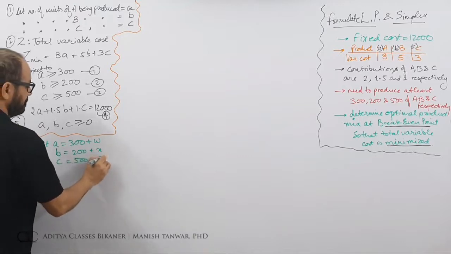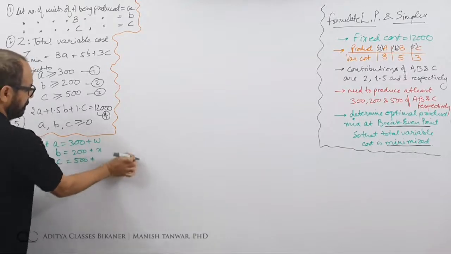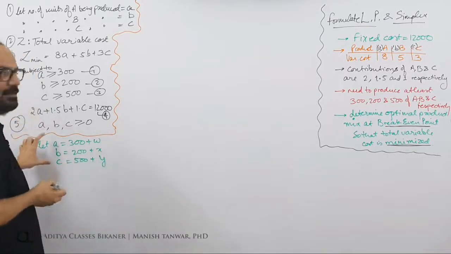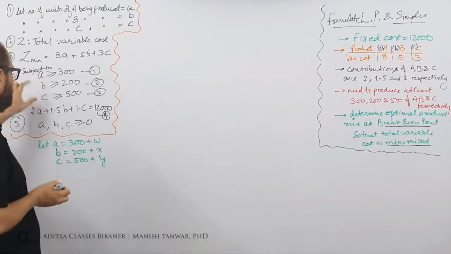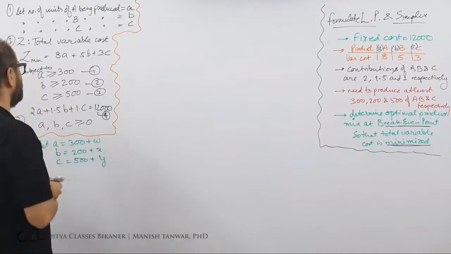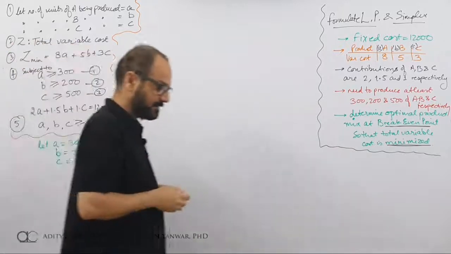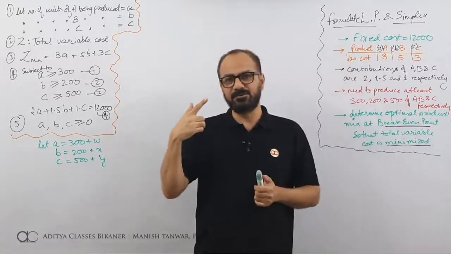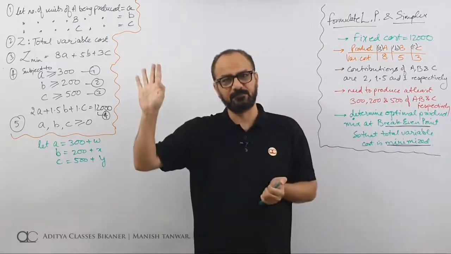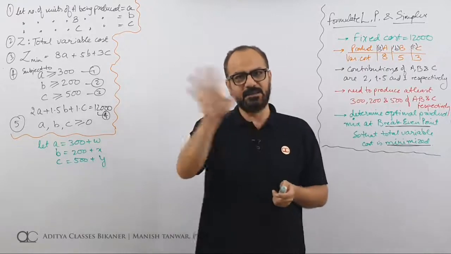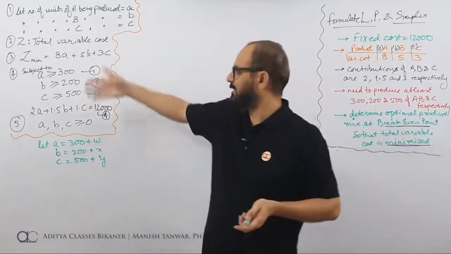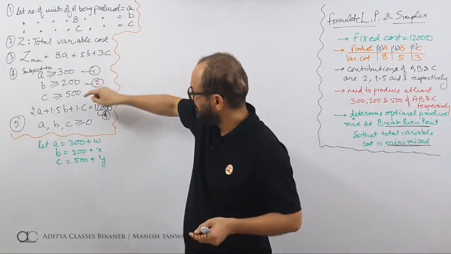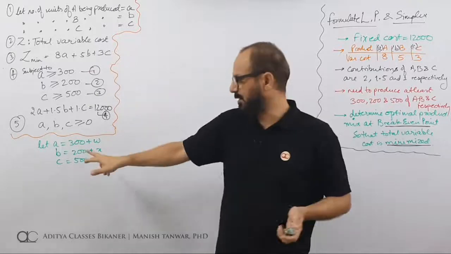500 plus Y, W, X and Y. So I get my 3 constraints, 3 substitutions. As a result of these substitutions, what happens? What happened in the last case? There was a greater than type constraint, and when I made the substitution, those constraints vanished. Last time there was only one constraint, it vanished because it was included in other constraints and the objective function. So now these 3 constraints, 1, 2 and 3, vanish because I have made the substitution.